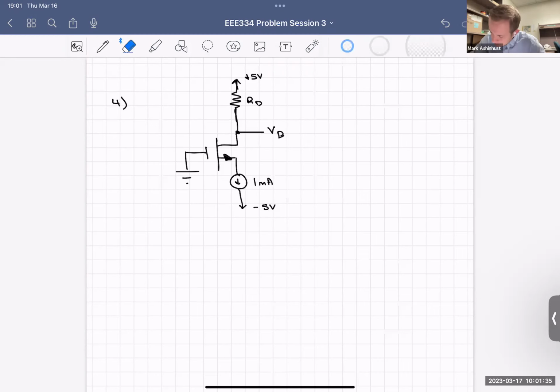So what does RD have to be in order for us to be in saturation? Well, we know this is NMOS, right? This is an NMOS configuration, and we're given VTN is equal to 0.8 volts, and KN, transconductance, is 1 milliamp per volt squared.